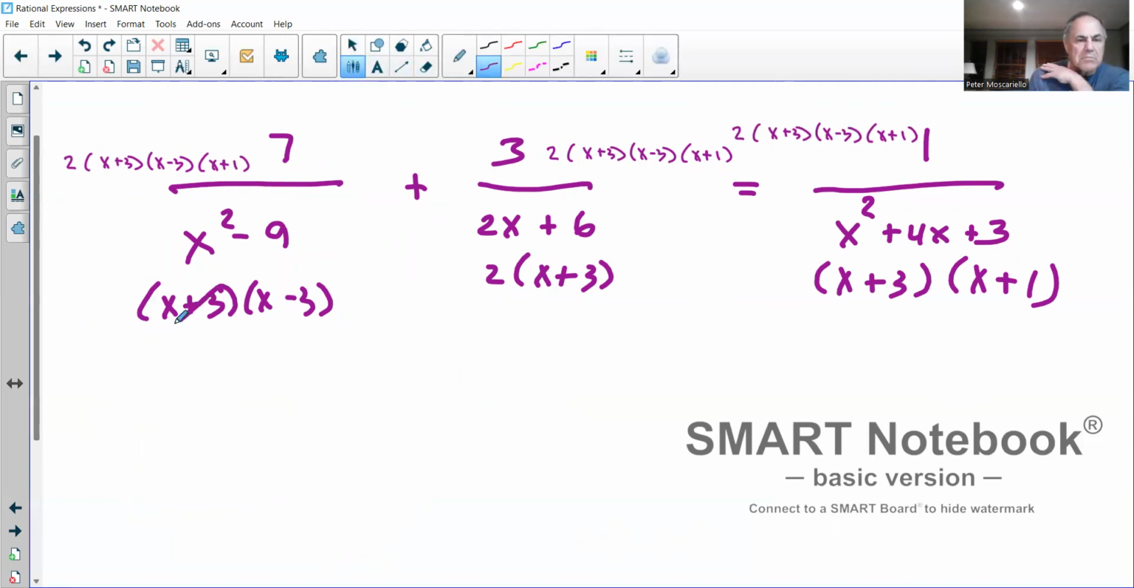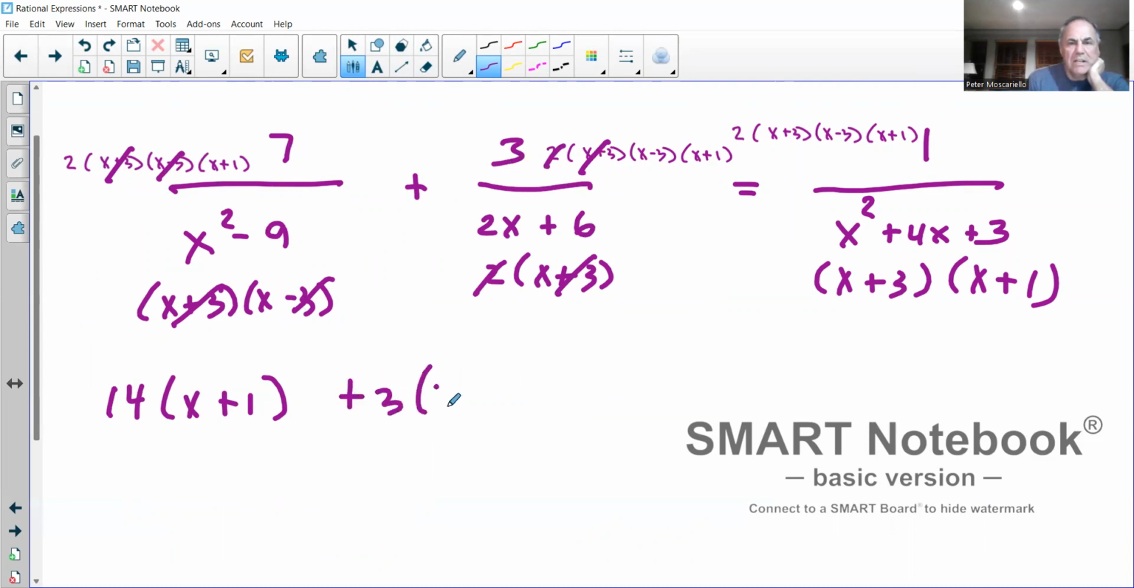What cancels? X plus 3 with x plus 3, x minus 3 with x minus 3. I'm left with the 2, and x plus 1 is 7. 2 times 7, 14, x plus 1. What cancels here? 2 with a 2. X plus 3, x plus 3. So now I have 3, x minus 3, x plus 1. All right. Equals. X plus 3's cancel. X plus 1's cancel. I have 2, x minus 3.